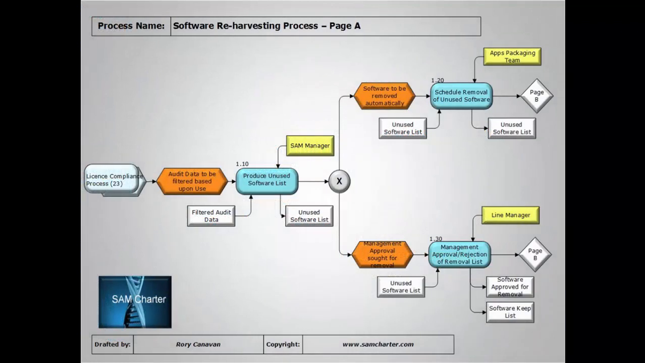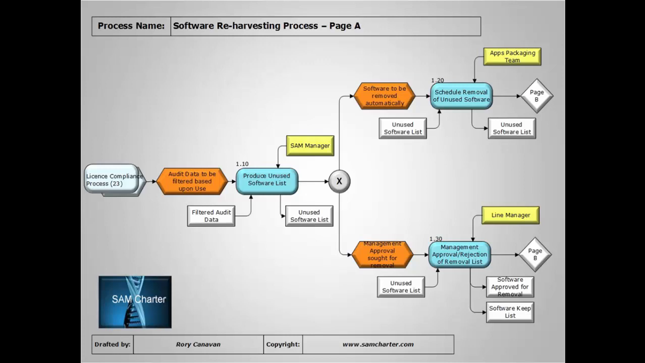So, the software reharvesting process kicks off really from the license compliance process. So you've reviewed your estate and you understand that there are a number of applications that are not being currently used. So first of all, the audit data will be filtered upon use. You can do this through a SAM solution or an inventory tool that has usage figures, and you can clearly identify which applications have not been used at all or within the last 90 days.